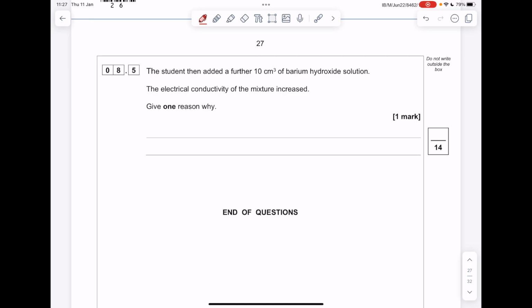The student then added a further 10 centimetres cubed of barium hydroxide solution. The electrical conductivity of the mixture increased. Give one reason why. Because it's in solution, which means the ions are free to move.